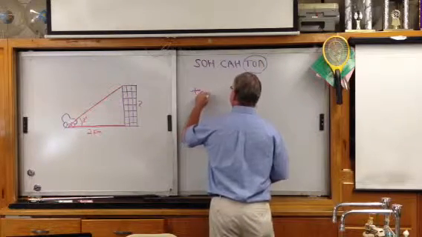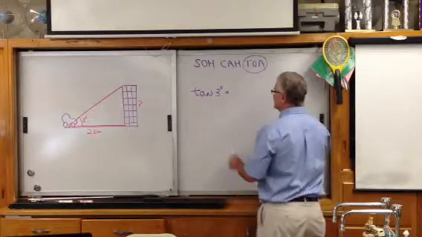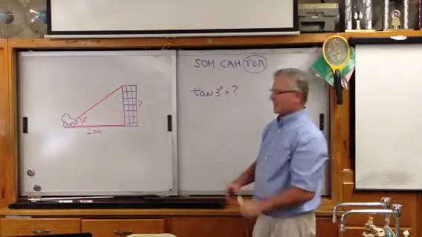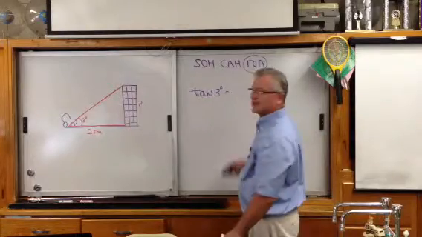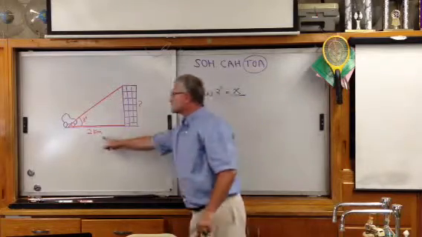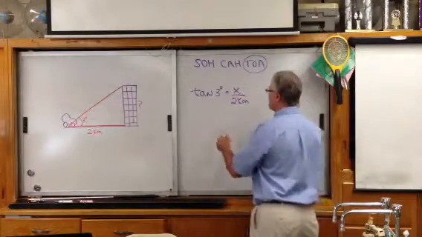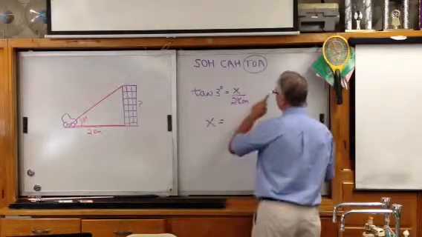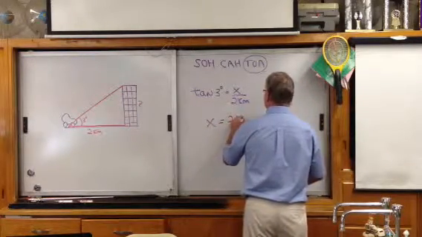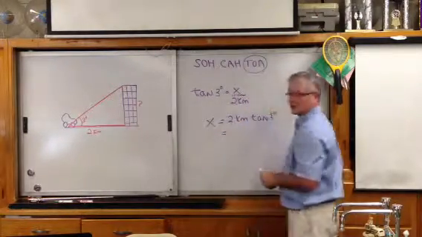So the tan of the angle, and this particular angle is 3 degrees, is equal to the opposite side. Isn't that the side that we're looking for? I could put a question mark here. If we're a little more sophisticated, we could put a variable in there. How about x? And then we know that the adjacent side is 2 kilometers, like so. We plug that into our calculator. We can do a little algebra here and multiply both sides by 2. So we're going to end up with x equal to 2 kilometers times the tan of 3 degrees.